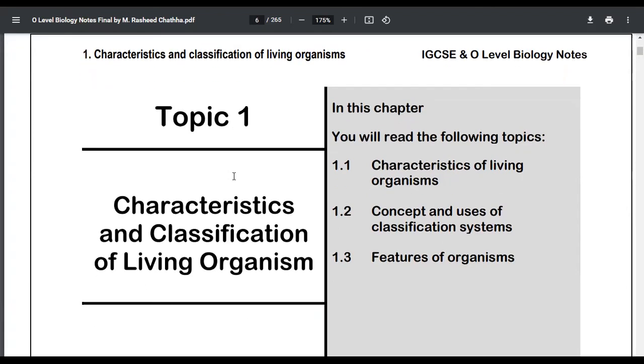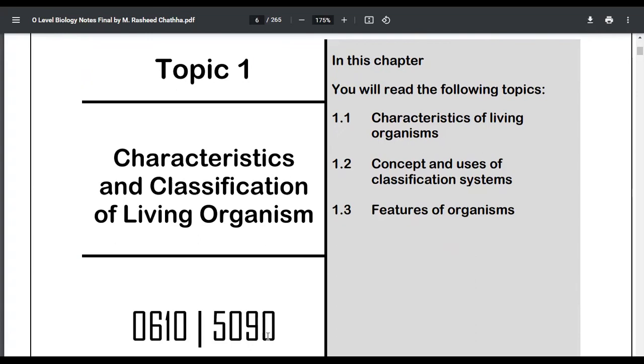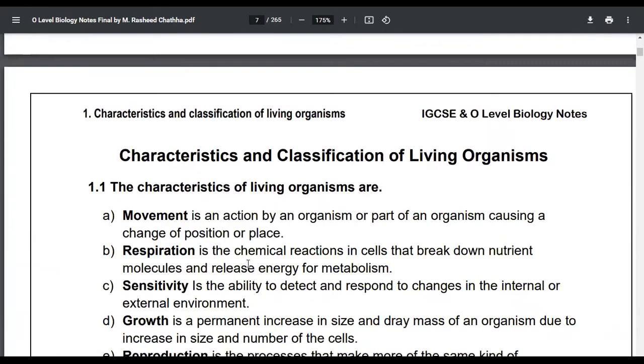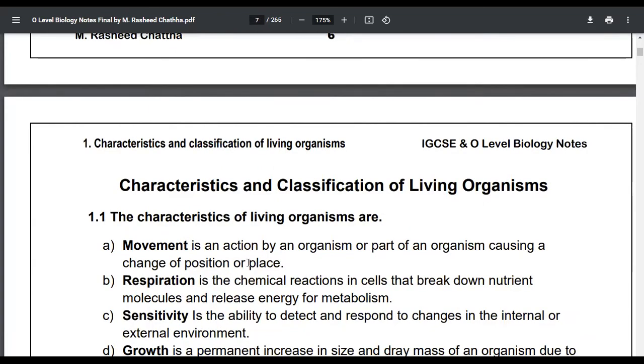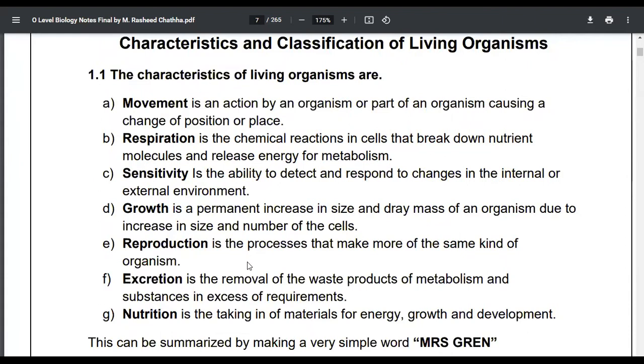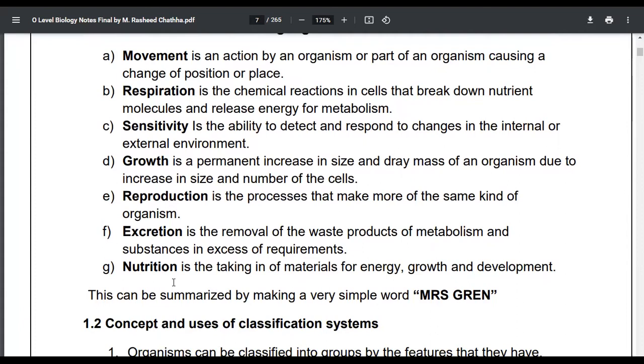Today we are going to study the characteristics and classification of living organisms. So dear students, what are the characteristics of life? Movement, respiration, sensitivity, growth, reproduction, excretion, etc. All these are the characteristics of living organisms. They can be memorized by a simple word, Mrs Gren. M for movement, R for respiration, S for sensitivity, G for growth, R for reproduction, E for excretion, and N for nutrition. If we say A for adaptation, and if you want to add more, maybe H for homeostasis.